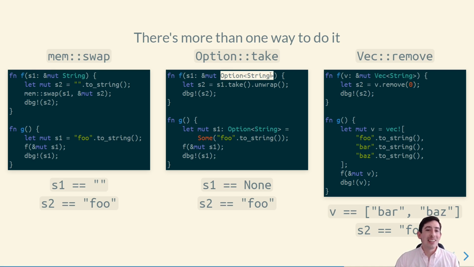Another option is to use the Option type. This is an enum. It turns out this is a big and important subject in Rust, which unfortunately we don't have time to get into. But like optional in C++, the Option type can be left in a None state.